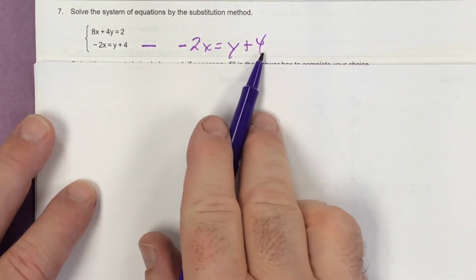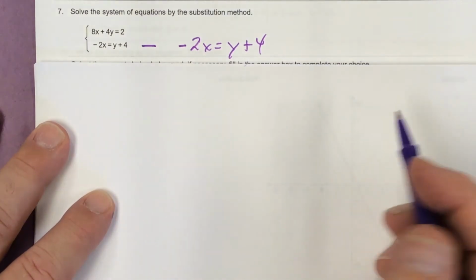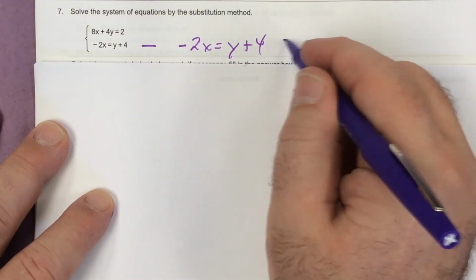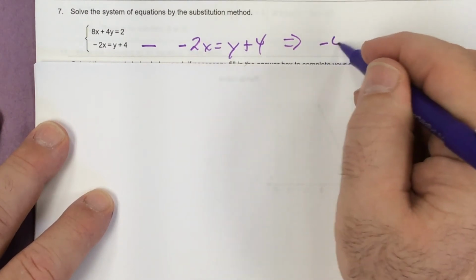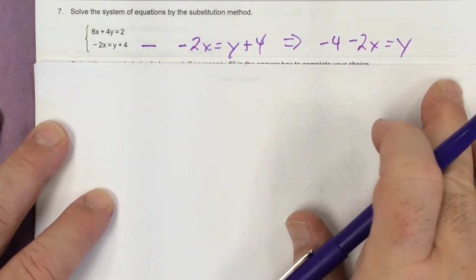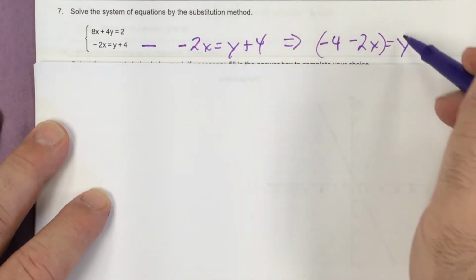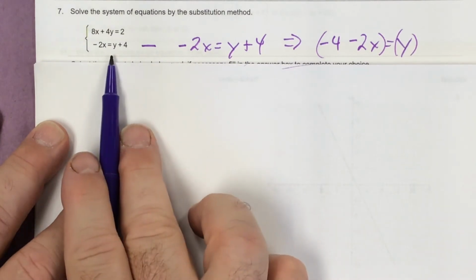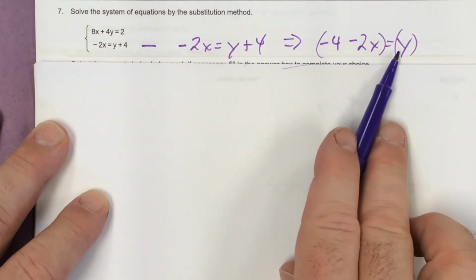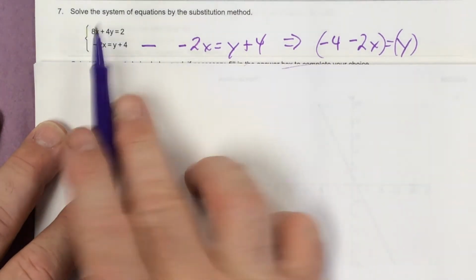4. Because I want to try to get y by itself, I'm going to go ahead and move 4 to the other side. And what that's going to give me is negative 4 minus 2x equals y. Not a particularly nice value with all those negatives dangling there. So since I manipulated the second equation to get y by itself, I'm going to take this value of y and put it into the first equation.